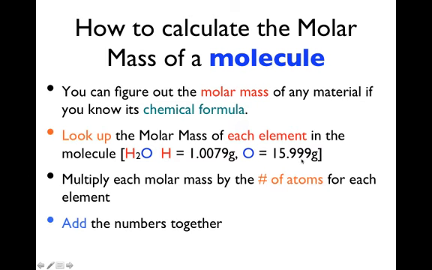And then you add up all of the numbers that you get. So if you multiply this by 2 and add 15.999, you end up with 18.014 grams of water in 1 mole of water. What that means is, another way of saying that is, if you have 1 mole of water, it weighs this much. Another way of saying it is, the molar mass of water is 18.014 grams per mole.